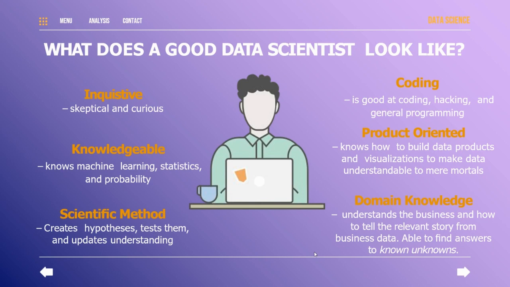Next, domain knowledge. This is the important point for the data scientist. He should have the domain knowledge about what type of data he is working on, what the uses of the data are, etc., and how we can find out the known unknowns of the data and answer them.